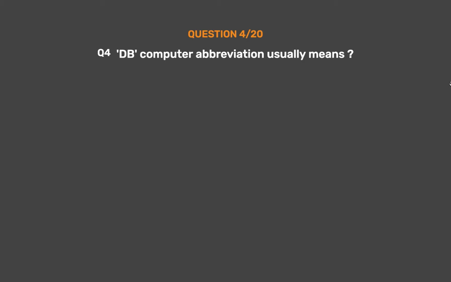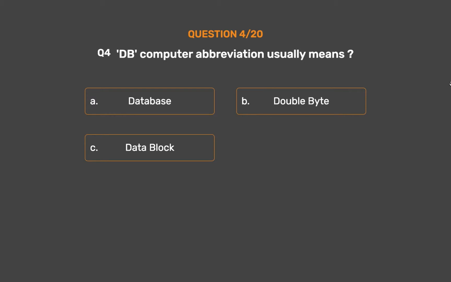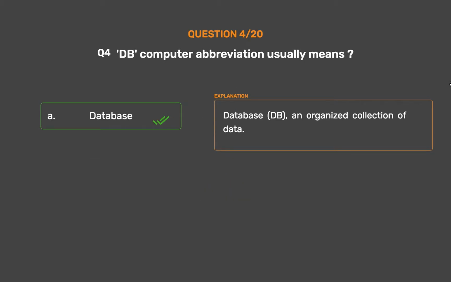Question number 4. DB computer abbreviation usually means Option A. Database. Option B. Double byte. Option C. Data block. Option D. Driver boot. The correct answer is Option A. Database. Database, DB, an organized collection of data.